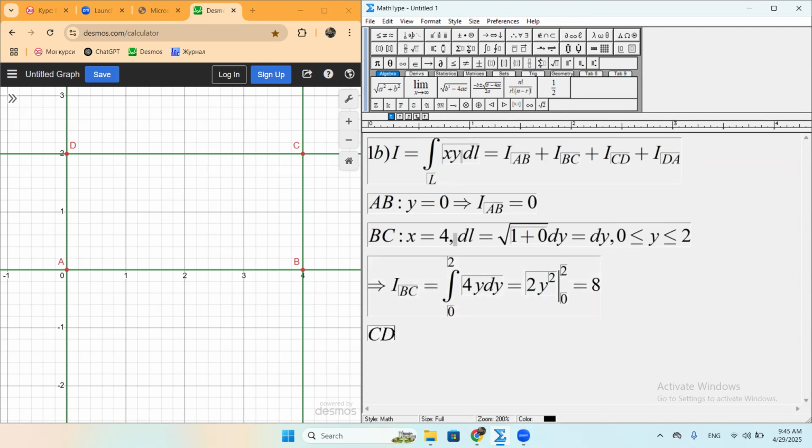Then segment CD. Here y equals 2. Then dl will be equal to minus square root of 1 plus 0, dx. Why do we have minus here? Because we integrate from C to D, so inverse. And x changes from 0 to 4.